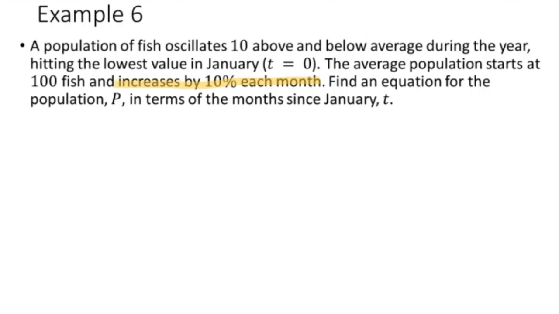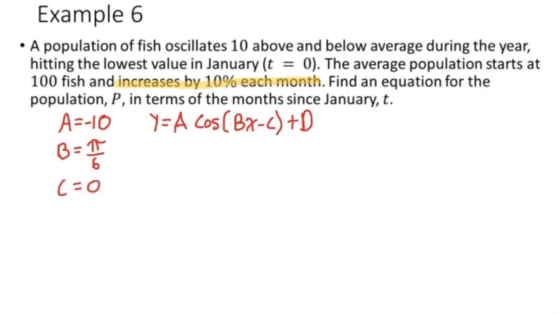This problem is very similar to the last one we just did. The only difference is how our average population increases. If you recall from the previous example, A was negative 10, B was pi over 6, C was 0, and with these choices, that allowed us to work with cosine as opposed to sine. What's different this time is D. This time, we're still starting with 100 fish, but it increases by 10% each month.